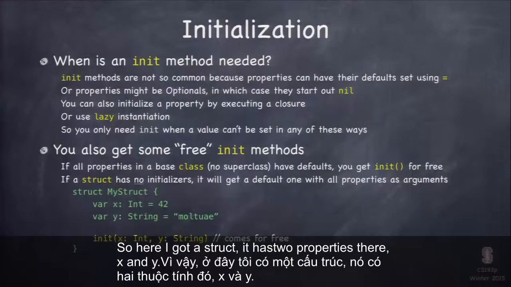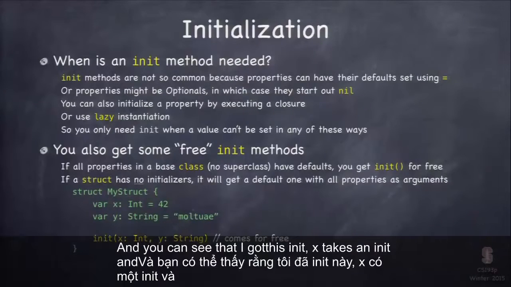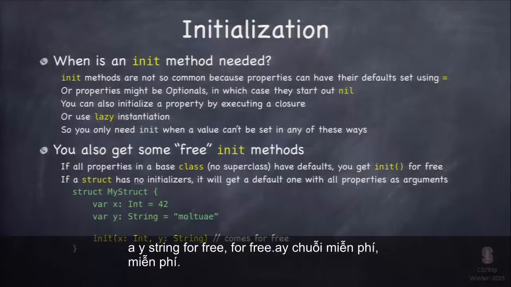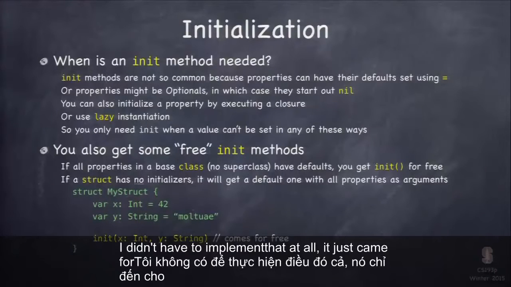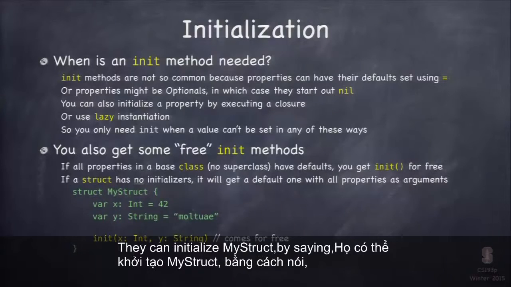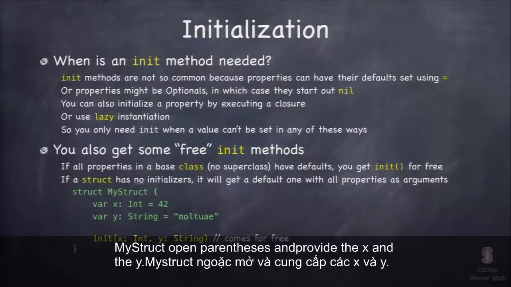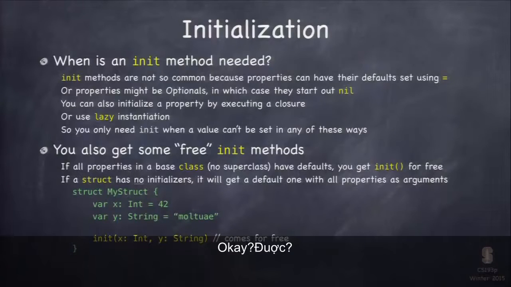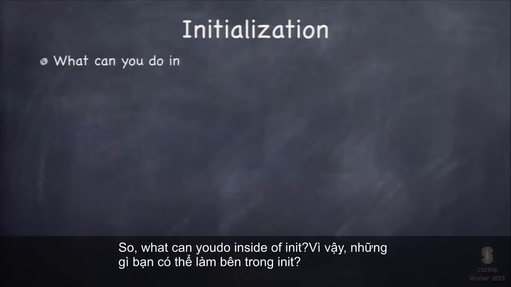So like here I've got a struct. It has two properties, x and y, and you can see that I got this init, x taking an int and y taking a string, for free. I didn't have to implement that at all. It just came for free. And so people can call that. They can initialize my struct by saying my struct, open parentheses, and provide the x and the y. All right.